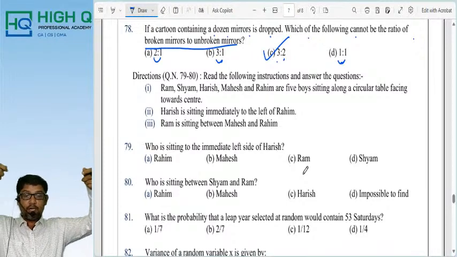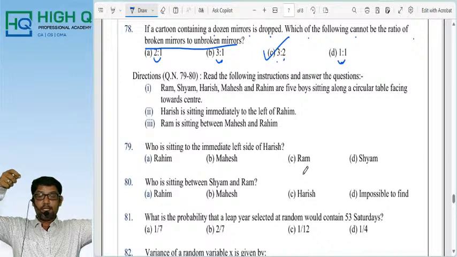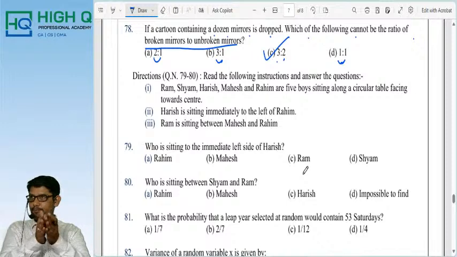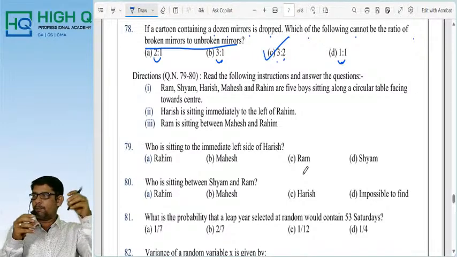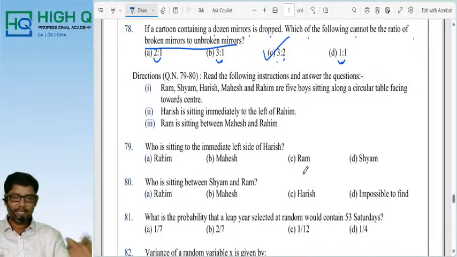See, a carton containing dozen mirrors is dropped. We are dropping the dozen mirrors. So when it is getting broken, whatever the portions we are having, it is going to be multiples of 12 only. That is the idea here.